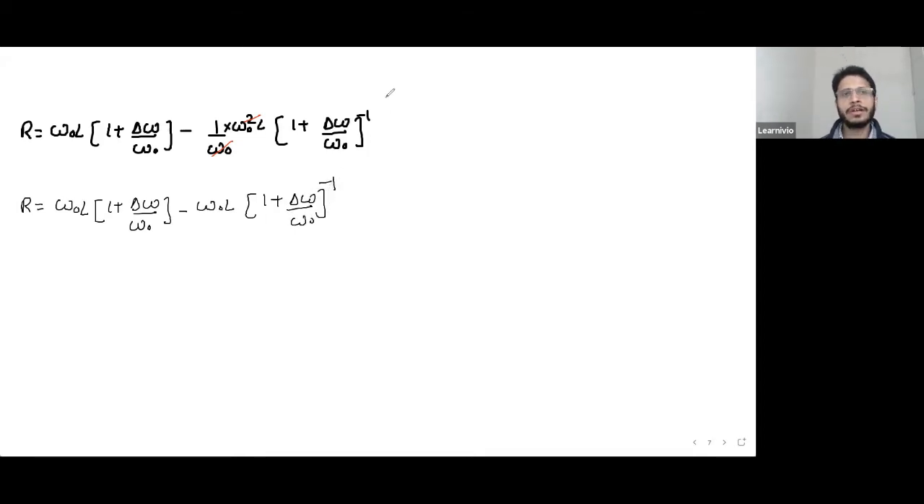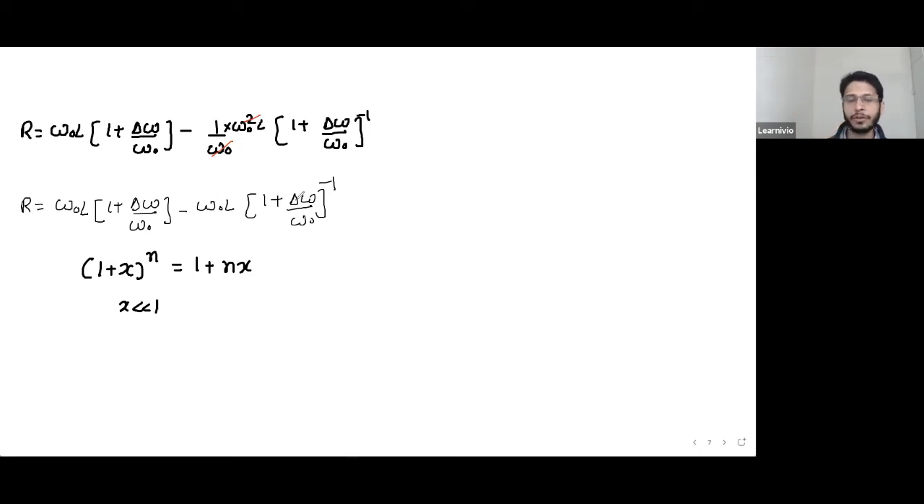Have you done binomial expansion? Have you used binomial expansion ever? You all have maths. You know binomial expansion? Yes, you all know. So in binomial expansion, I can write (1 plus x) to the power n as 1 plus nx, if x is small, less than 1. Here this is n, minus 1, and this is your x, which is delta omega by omega naught. It's less than 1 because delta omega is small.